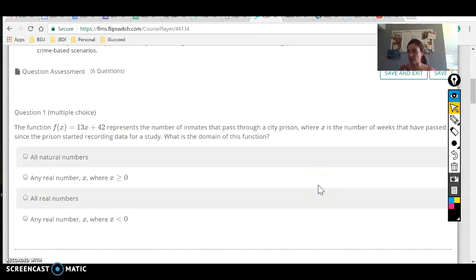But negative numbers won't work here because x represents the number of weeks. So we can't have a negative number in here. What I'm getting at is that all natural numbers won't work and all real numbers won't work, but all real numbers where x is greater than or equal to 0 would indeed work. The other one is x less than 0, so that would be negative numbers, and again, we can't have negative numbers for time. So the second choice there is our only real legitimate answer.